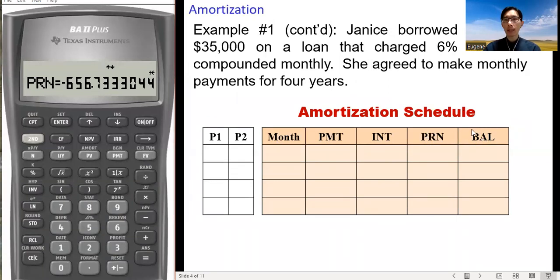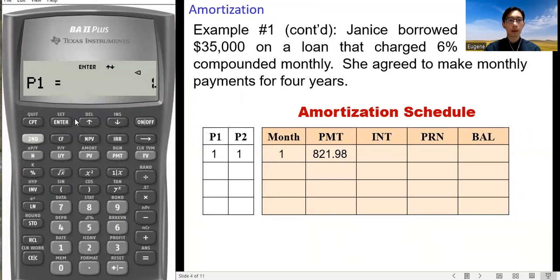To construct the amortization schedule, for month number 1, we have the fixed payment $821.98. Key in the corresponding entries to get INT, PRN, and BAL. Month number 1 corresponds to payment number 1, so P1 and P2 equal 1.